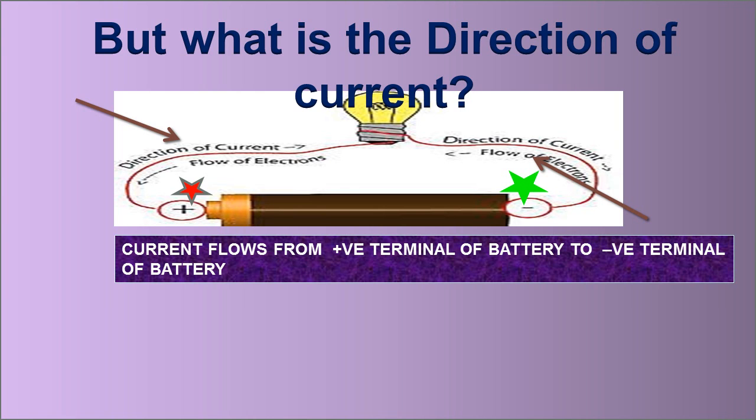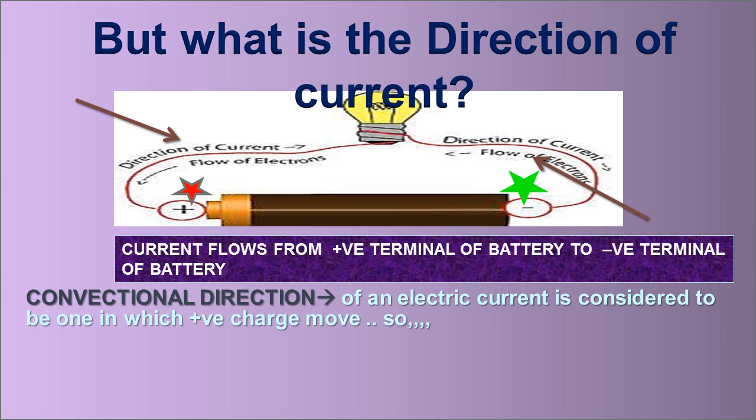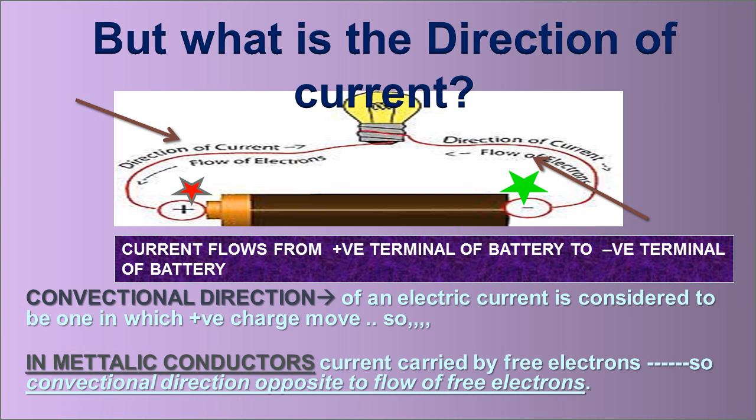The conventional direction of an electric current is considered to be the direction in which positive charge moves. So we are taking it from the positive to the negative terminal of the battery. Whereas in metal conductors, we are considering current carried by the free electrons. So the conventional direction is always opposite to the flow of free electrons.